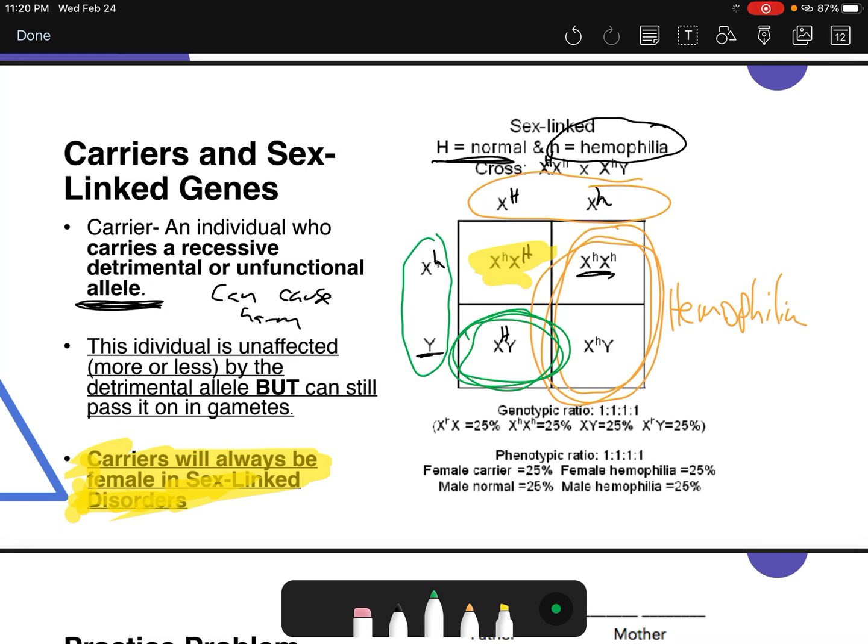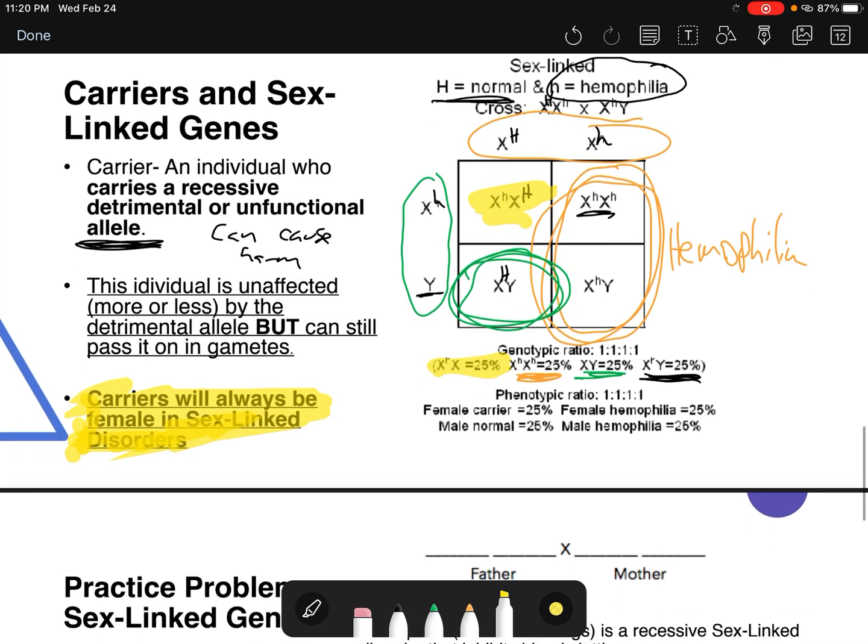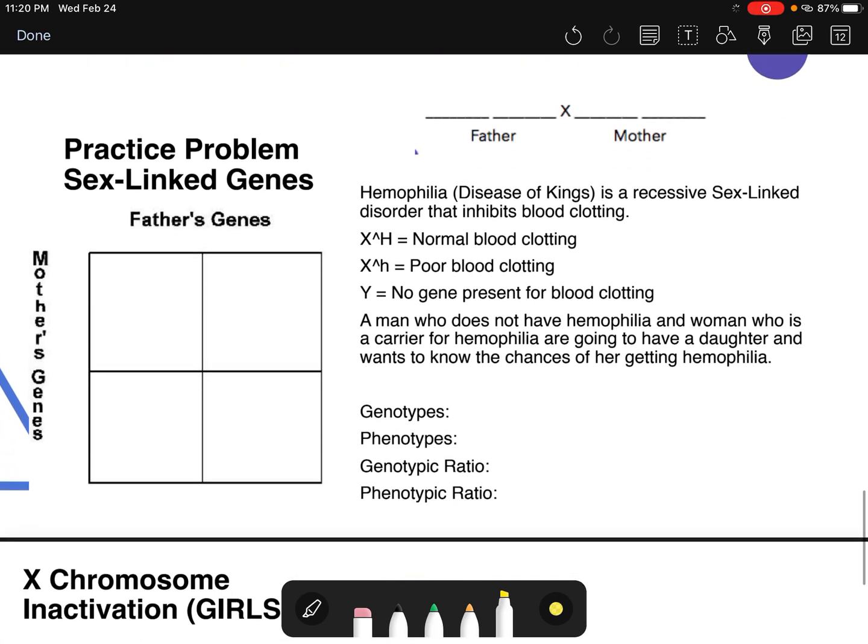So one of the males in this case is going to be totally normal. One of the males is going to have hemophilia. One of the females is going to have hemophilia. And one of the females is going to be a carrier. Okay? So, practice problem.